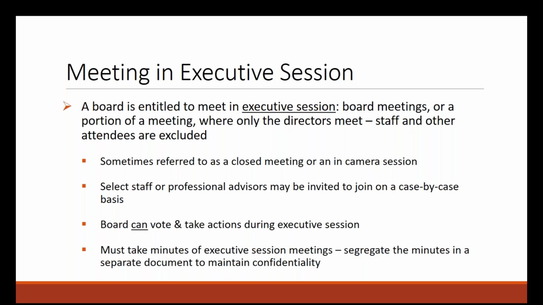So the way this would usually look is, let's say you have a normal open board meeting, you take minutes of that meeting, and then maybe at the end, the board goes into executive session. So on the regular board meeting minutes, you just have a note, and then the board went into executive session. And then in a totally separate document, you start the minutes for the executive session. So there's no cross-contamination. That way, if people request to see the minutes of the normal meeting, they don't see the minutes of the executive session meeting.